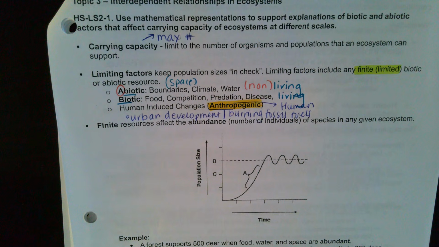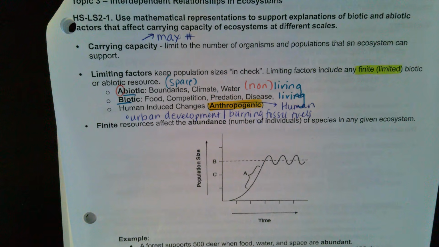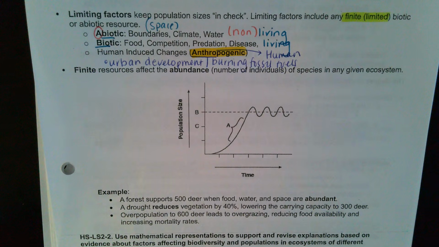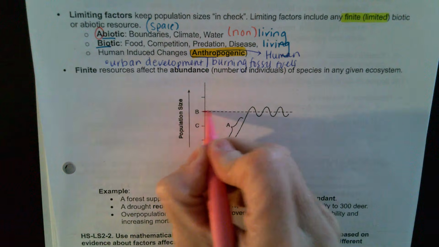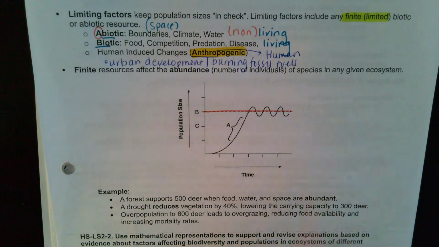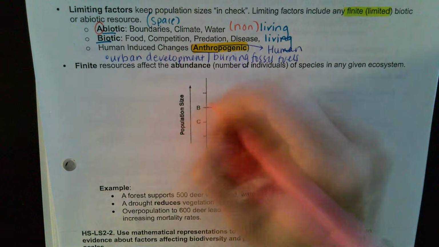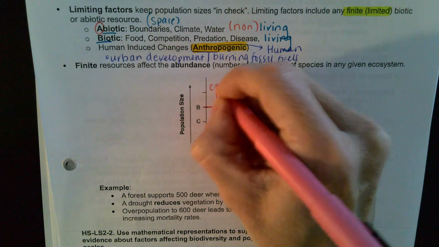Finite resources affect the abundance. Abundance means number of individuals of a species in any given ecosystem. Over here we have the graph. This is the carrying capacity graph. You want to make sure that you know how to analyze it. First thing is I've got this dotted line here. Label, label, label, label. This is my carrying capacity.